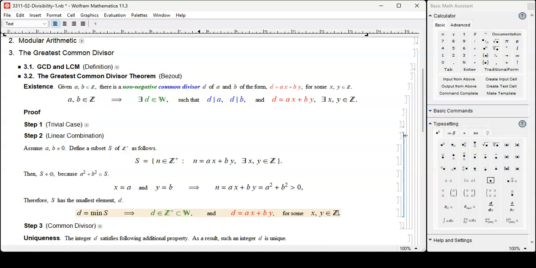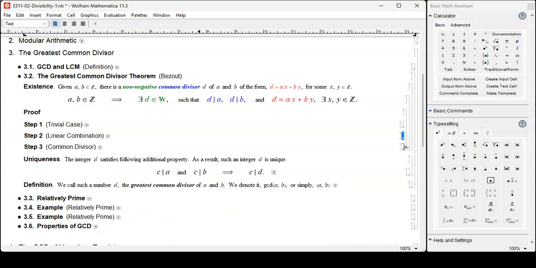All good? All right, now let's go to blue. Let's prove that d is a common divisor of a and b. Let's prove d divides a.